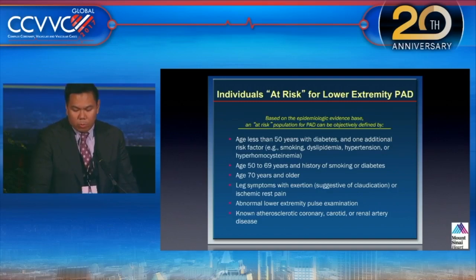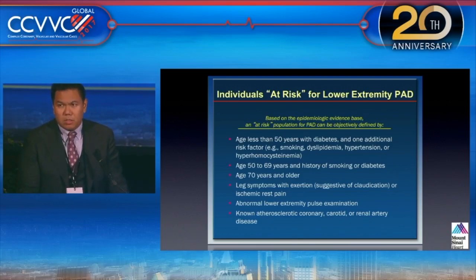Lastly, individuals with abnormal peripheral pulses on examination, those with known CAD, carotid stenosis, renal stenosis, we find them at risk as well. But knowing all this, what do we do to screen patients for peripheral artery disease? We either send them for non-invasive studies like ABI, PVRs, arterial duplexes, or if they're really high risk, we just send them directly to the cath lab for peripheral angiogram.